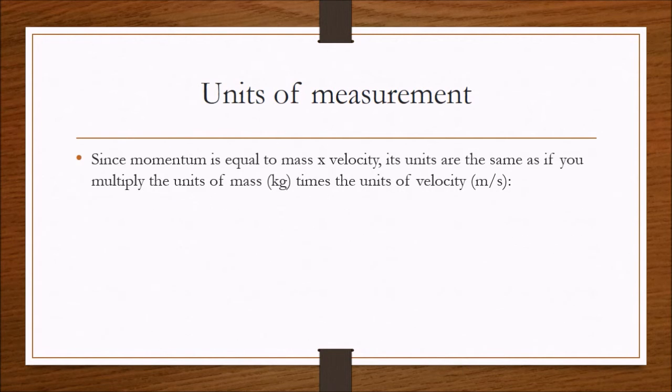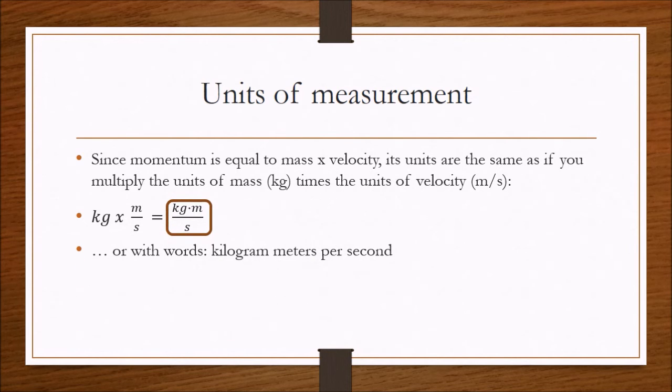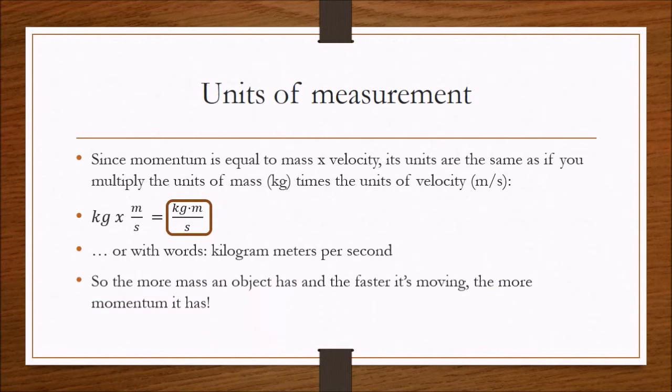The units for momentum are equal to mass times velocity, so you have the mass units, which are kilograms, times the velocity's units, which are meters per second. And there's no special unit for this, so you just smash them together and you end up with kilograms times meters per second. So I might just say kg·m/s, or kilogram meters per second. This means that the more mass an object has and the faster it's moving, the more momentum it has.